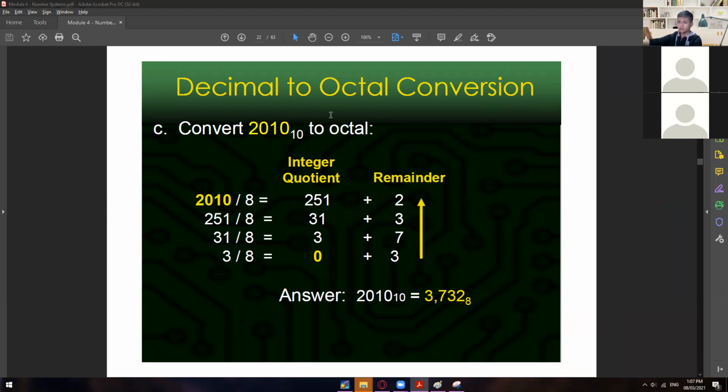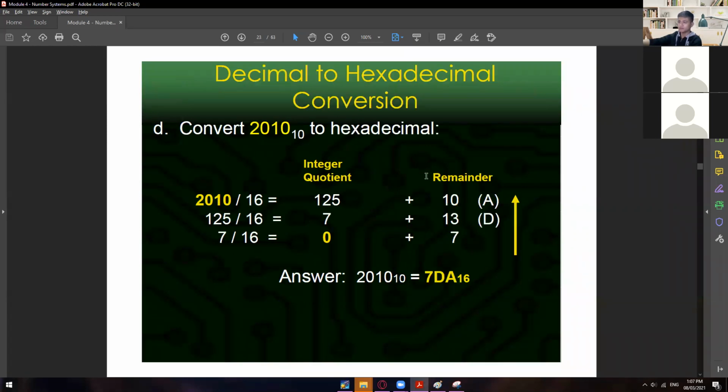Okay. So just take note that the only thing that keeps on changing is the value and the divisor. Then it's still the same process, everything, until you reach the value 0 on the integer quotient. That's the time that you will stop and then read the remainder part from bottom to top, right? As your final answer.